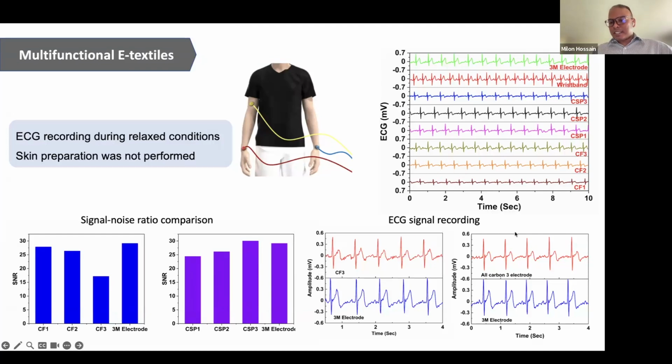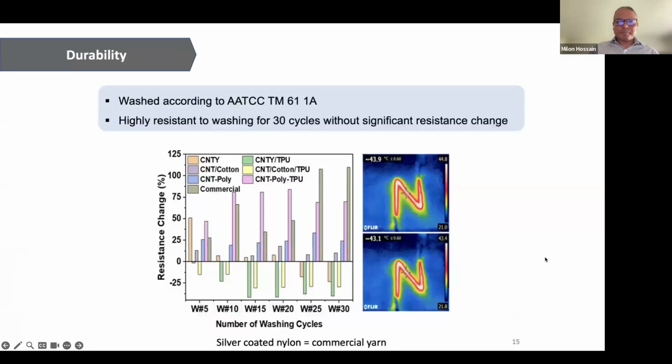And same for the ECG signal recording, when I use all 3 carbon electrodes, they have similar ECG data compared to a 3M electrode. For the single electrode, it's slightly lower. The amplitude is not that great compared to the 3M electrode, but if we use all 3 carbon electrodes, it can produce similar results. So those are some examples.